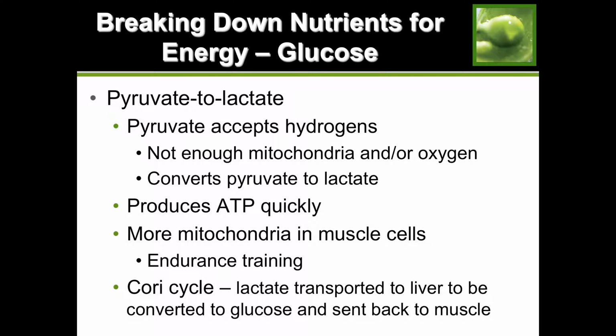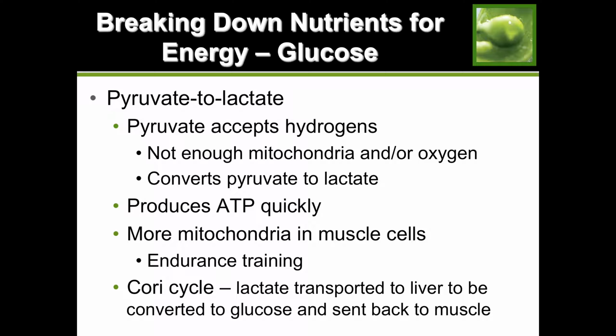Now, sometimes pyruvate does get converted to lactate, okay? So how does this happen? Well, pyruvate accepts hydrogens. This happens when there's not enough mitochondria and/or not enough oxygen. So it converts pyruvate to lactate, and this produces ATP quickly.